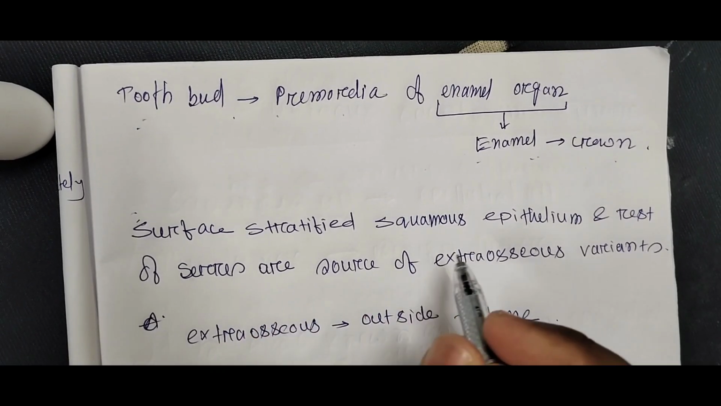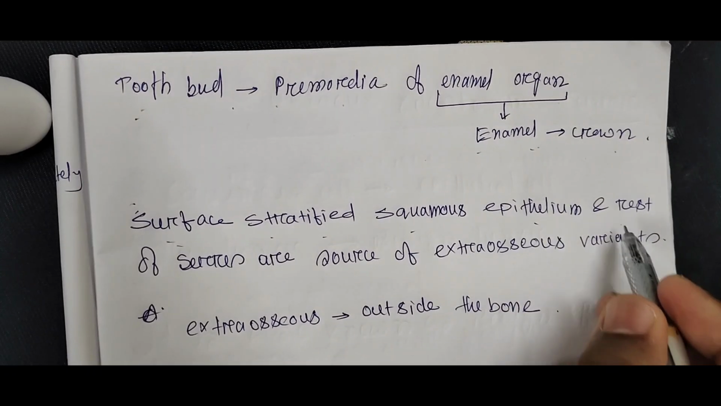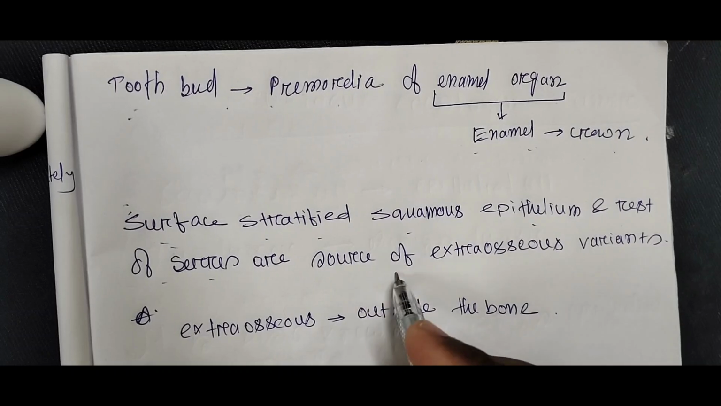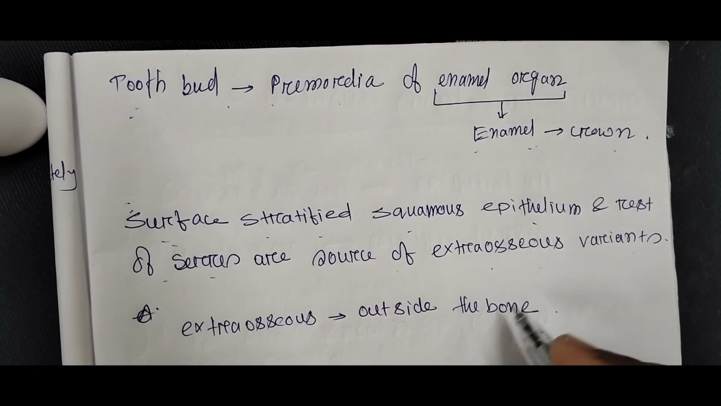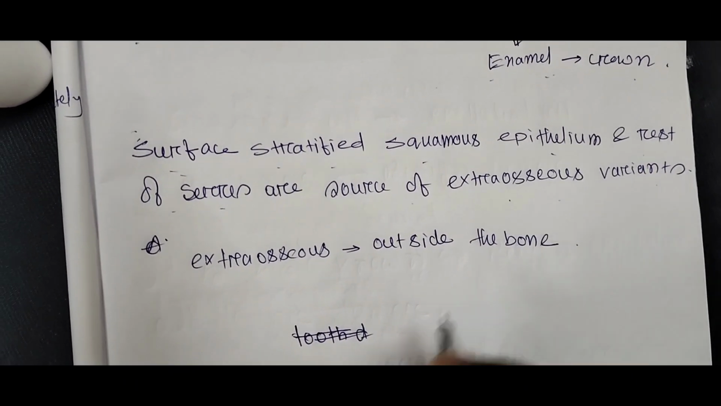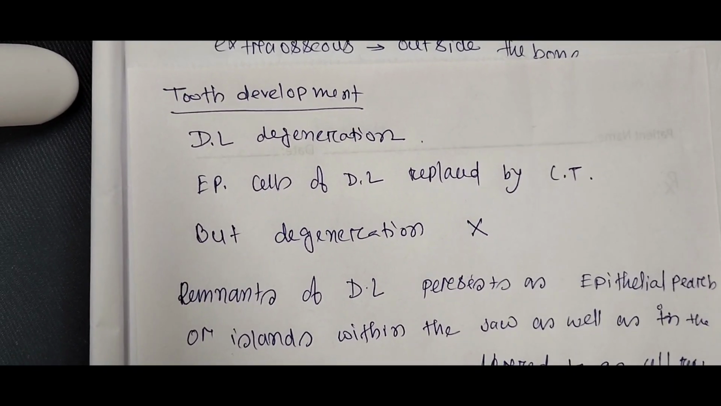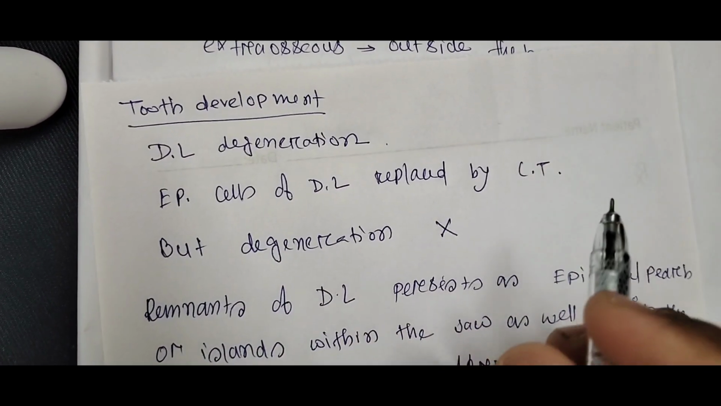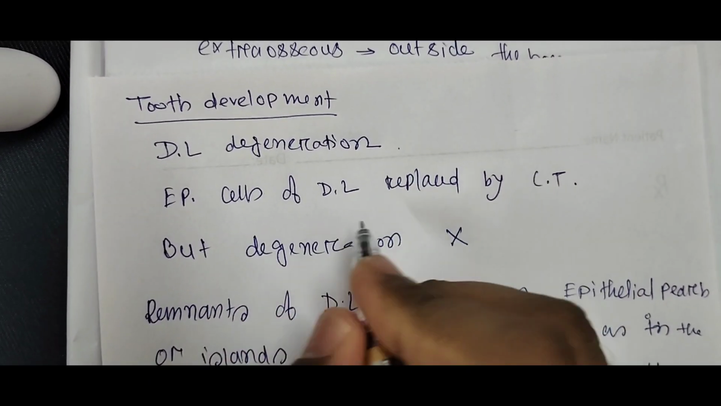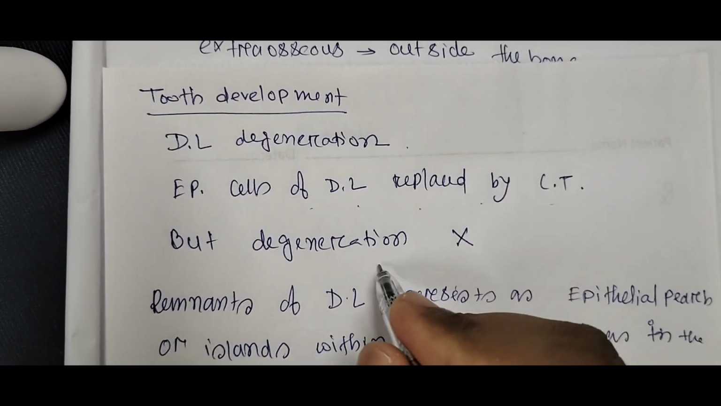Now we will discuss the other two sources: surface stratified squamous epithelium and rests of Serres. These two are the source of extraosseous variants. What is extraosseous? Extraosseous means outside the bone. What are the cell rests of Serres? We learned in first year that after initiation, during development, the dental lamina starts degeneration, and its epithelial cells are replaced by connective tissue, but the degeneration is not completed.